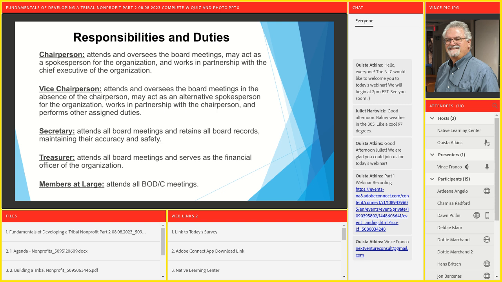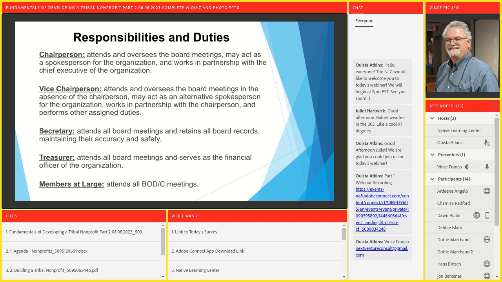All right, then they have definitions of secretary and treasurer. The secretary attends all board meetings and maintains all board records, maintains your accuracy, and then you can see treasurer. Not all small organizations that don't want to be incorporated, don't want to be nonprofits have all these positions, but as you progress, you want to avoid, in fact, I would not use the word president or vice president. Those are terms that are used for the for-profit organizations.